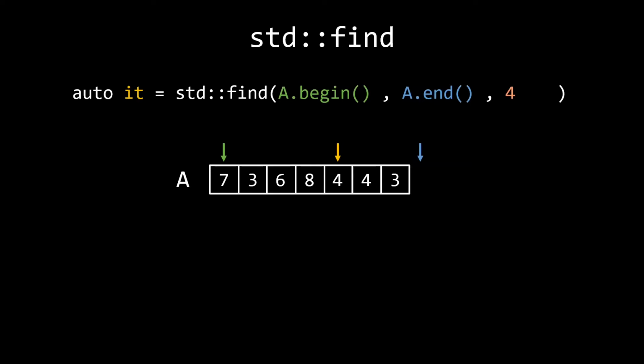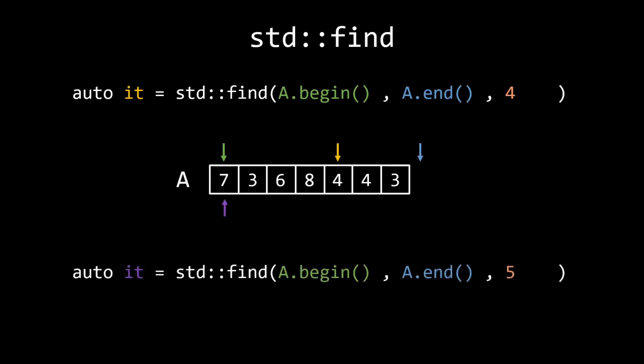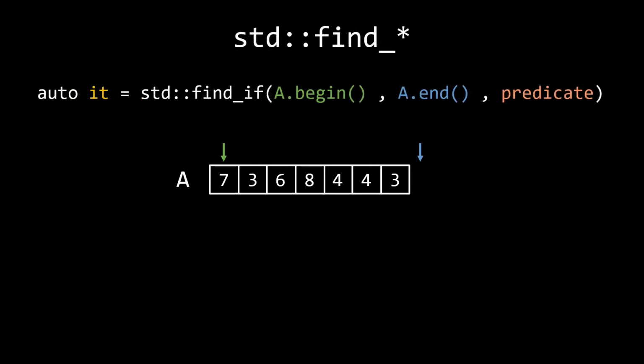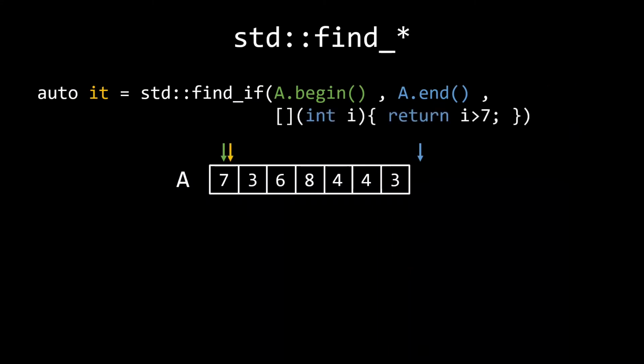This means that find will always return the position of the first element which matches the search value. If there is no such element, it will return the end iterator. Find has a couple of variations. Find if allows you to specify a predicate instead of a value to search for. Lambdas are an easy way of specifying such a predicate. We can, for example, use a predicate to find the first element that is bigger than 7.